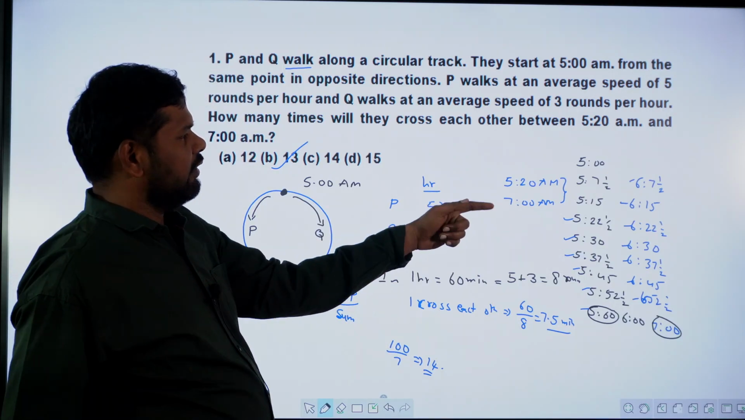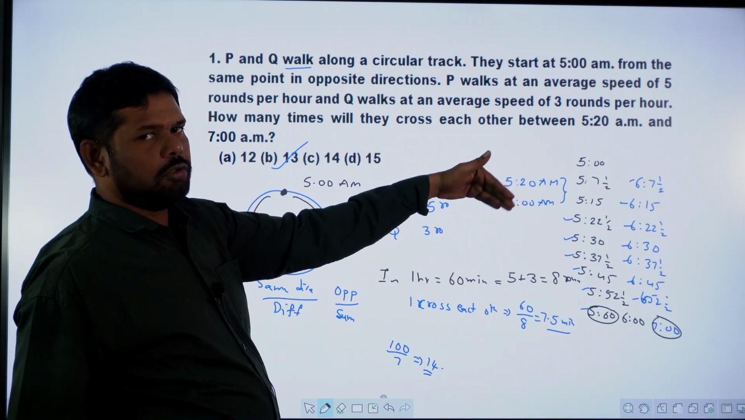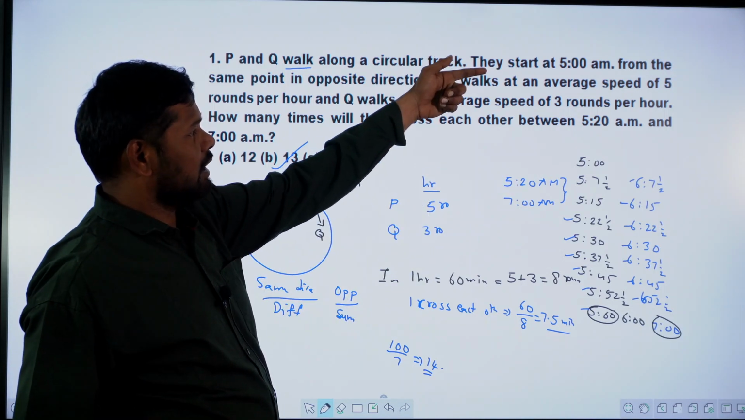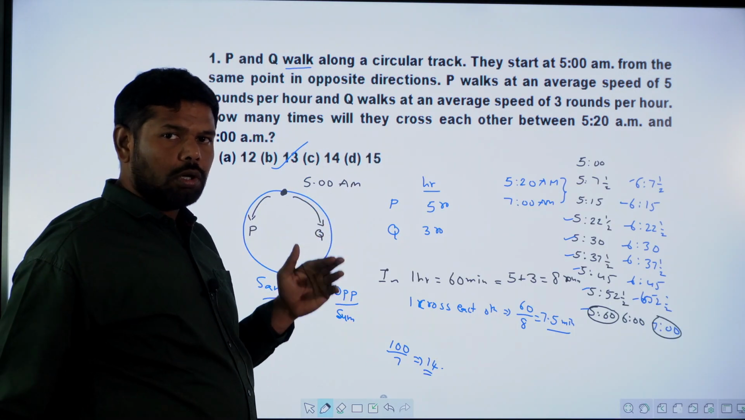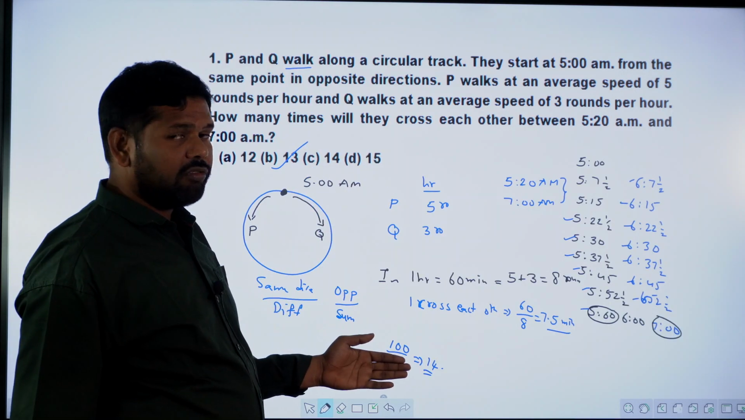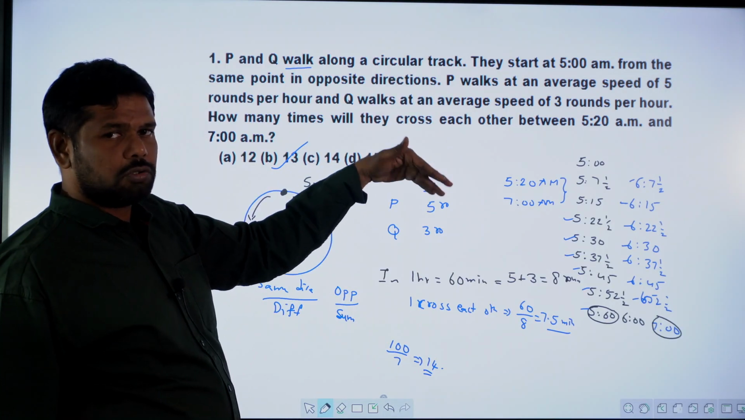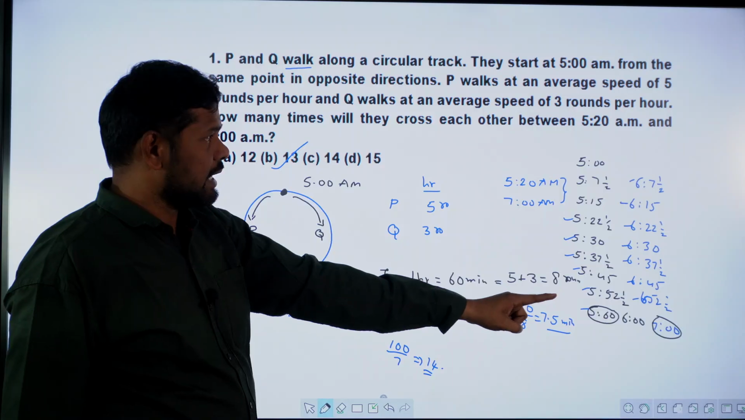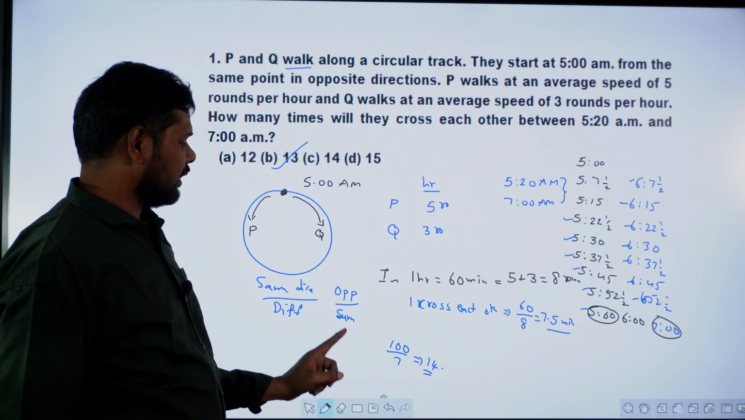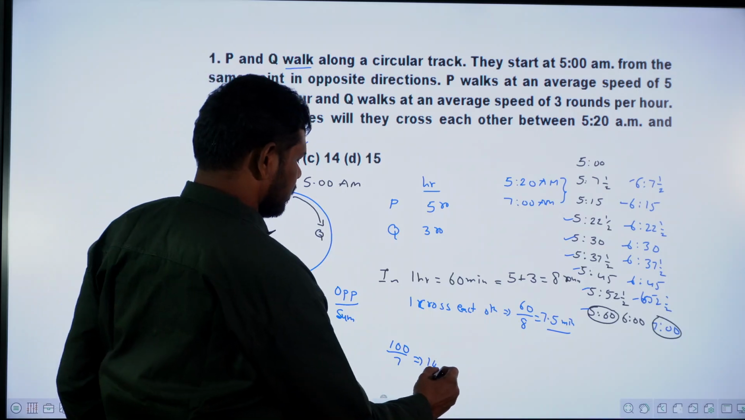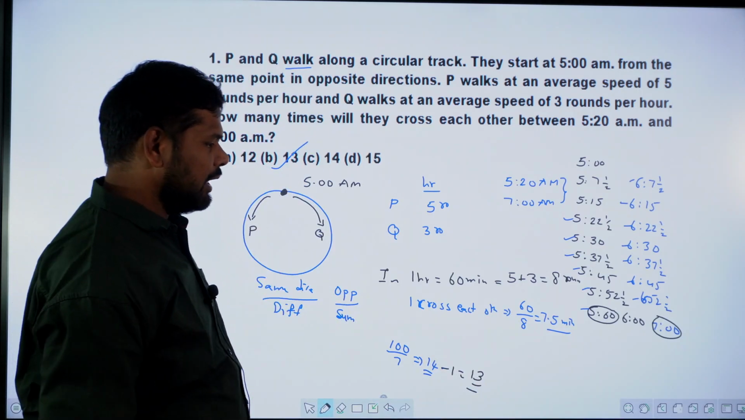Right. So in the first 20 minutes, already 2 rounds are over. Suppose you take 5 to 7 a.m., total 2 hours. 120 by 7.5 means you get 16. In the first 20 minutes already 2 are done, minus 2, 14. But at 7 o'clock exactly, and they are asking between 5:20 and 7 a.m. That's why we subtract 1 from 14, then 13 crosses they made with each other.